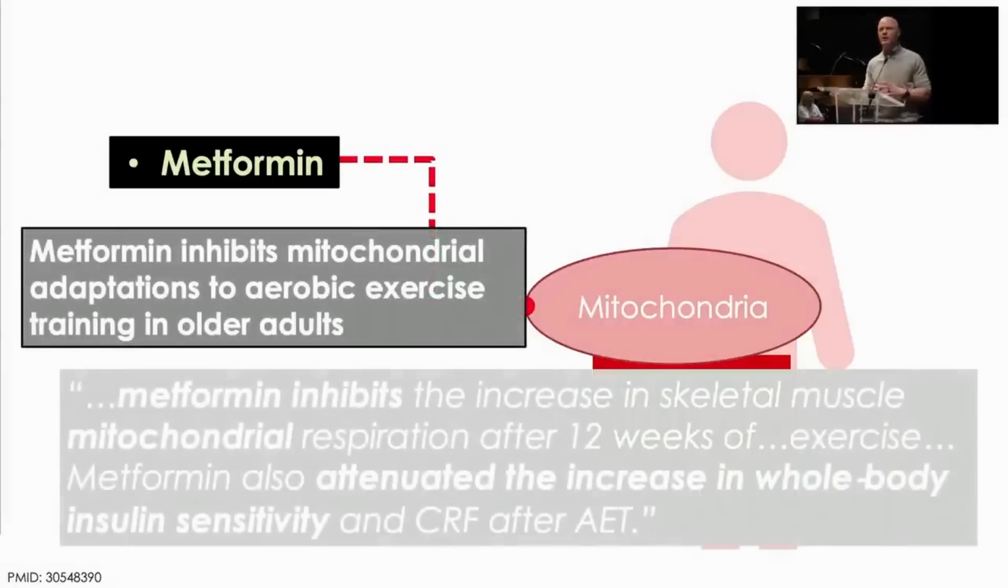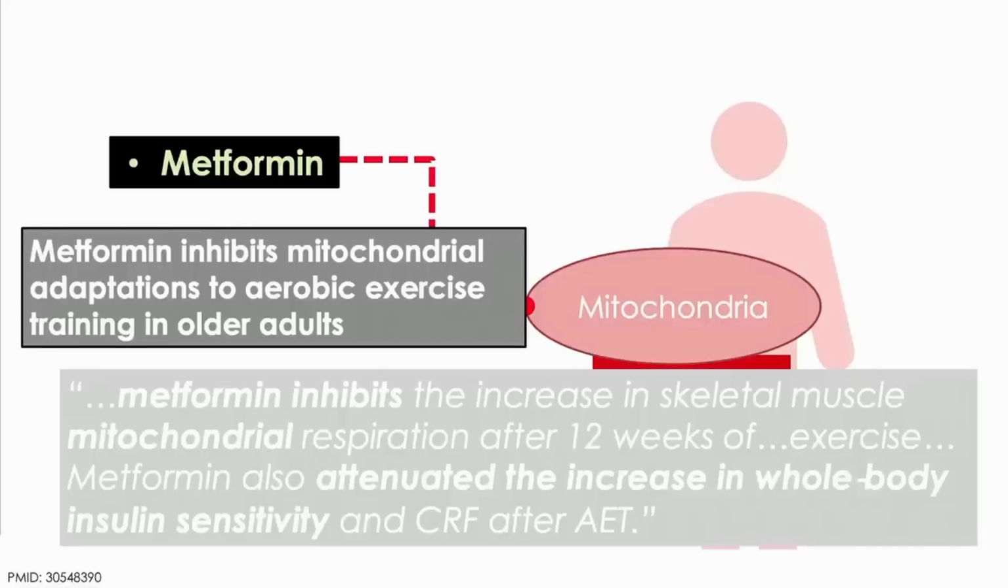A group in Colorado, in the US, identified in humans, this is a human study, where they had individuals with insulin resistance undergo an exercise training program. No surprise that when they analyzed the mitochondria of the muscle, the mitochondria were working better and the body was more insulin sensitive because of the exercise.